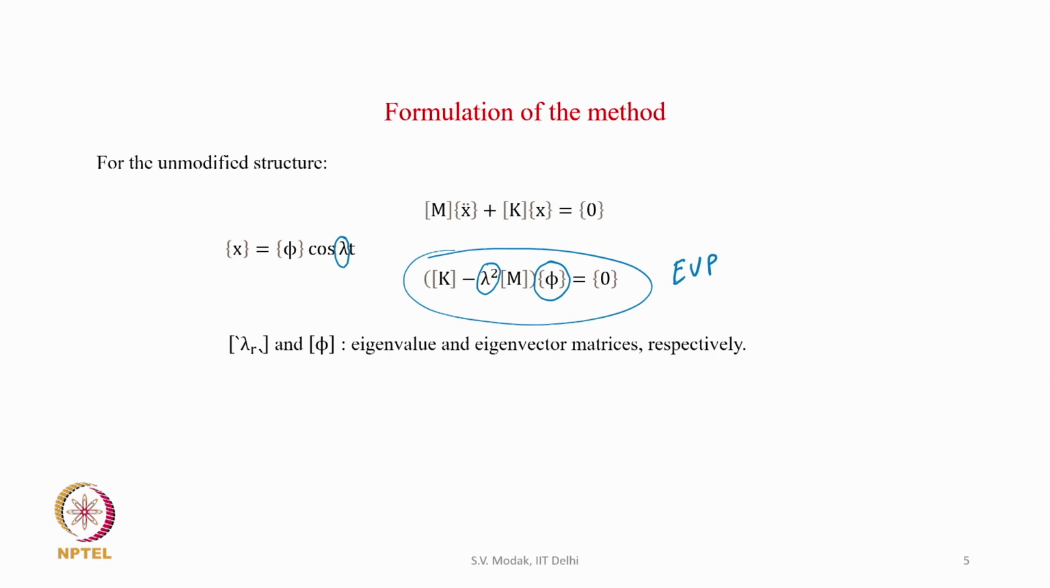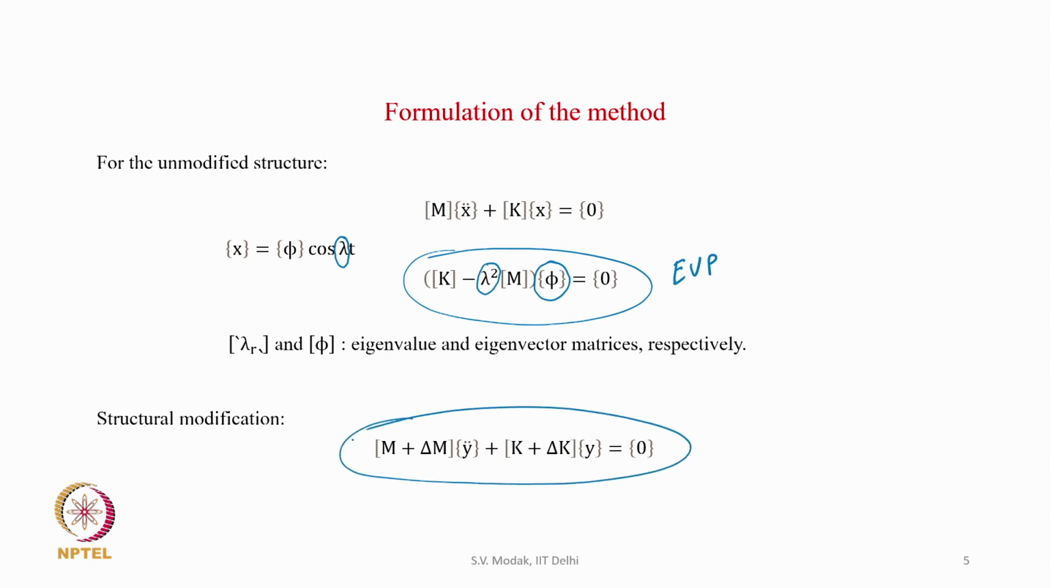Now, we introduce structural modification, and when that is introduced, we can write the equations of motion. Let us represent the motion or the displacement of the modified structure by vector y, so as to make a distinction from the motion of the unmodified structure, which has been represented by vector x. So, the equation of motion of the modified structure is this: m plus delta m, y double dot, plus k plus delta k, y is equal to 0.